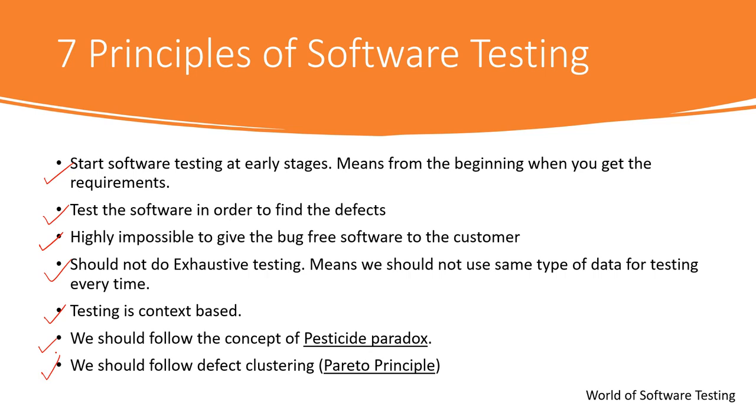Then the last, the seventh principle of software testing, is that we should follow defect clustering, which is nothing but the Pareto principle. During software testing, it may happen that some of the modules contain most of the defects. Based upon testing experience, if you have been testing the application for maybe 5 to 6 or 10 releases, you must understand which modules contain most of the defects.